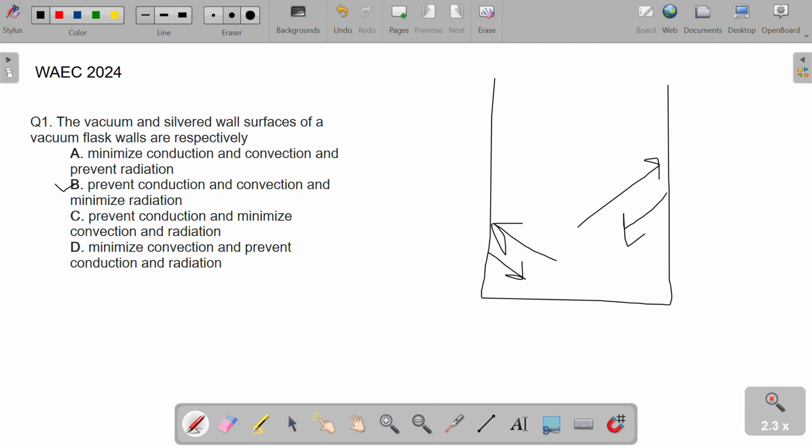Minimize conduction and convection. It can't minimize conduction and convection because that really doesn't happen or is in effect in a vacuum. And for C, prevent conduction and minimize convection and radiation, same with it. It can only minimize radiation because radiation doesn't need a material medium, just like the sun's radiation. It doesn't need a medium, which is air particles, to propagate. And the next one says minimize convection and prevent conduction and radiation. Similar idea. So that leads us to the final option, which is B.